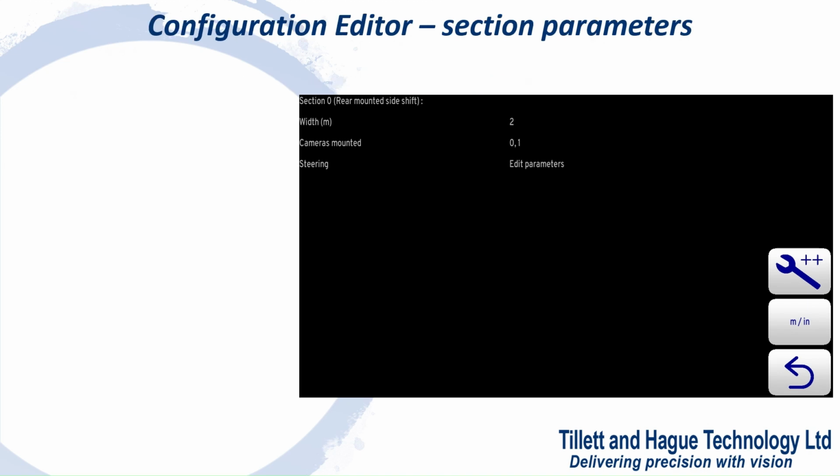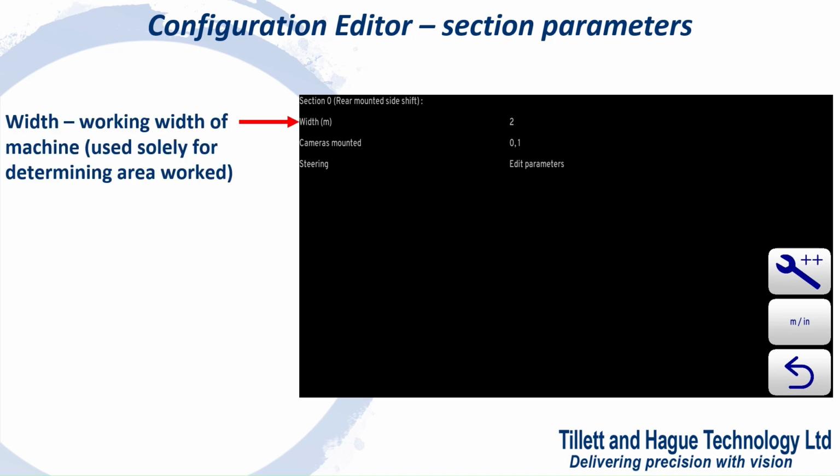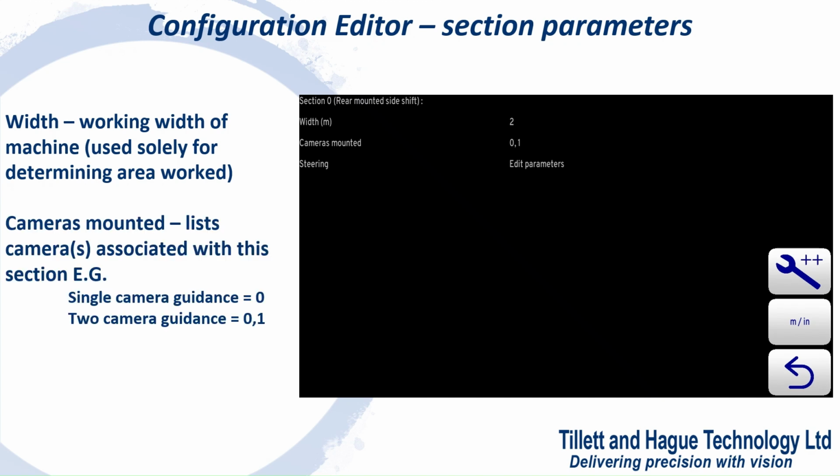Here we see the section parameters you can edit in the standard mode. The first is width. This is the working width of the machine and is used solely for determining area worked. It has no bearing on guidance performance. Below that, there is a list of the cameras used to guide that section. Again, in this example, there are two fitted, listed here as 0, 1. For a single camera implement, the cameras listed would simply be 0.